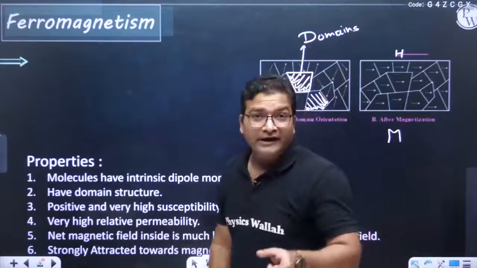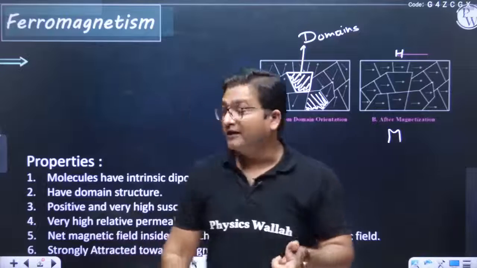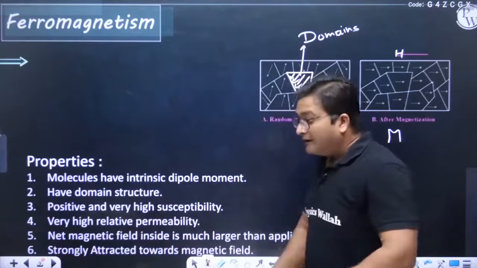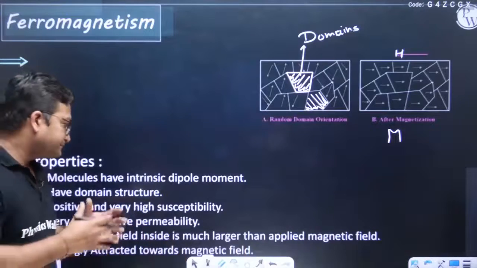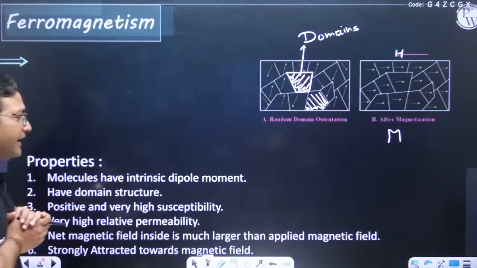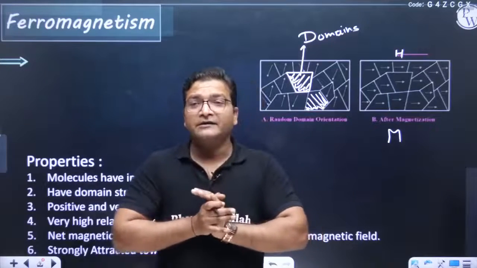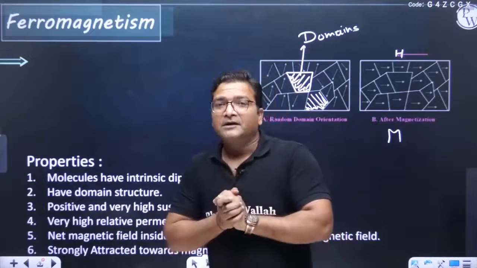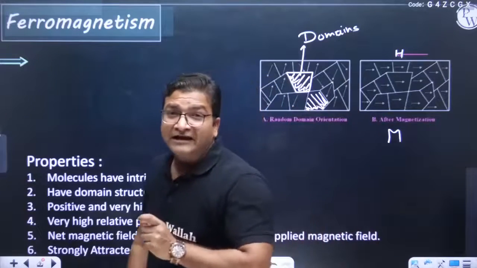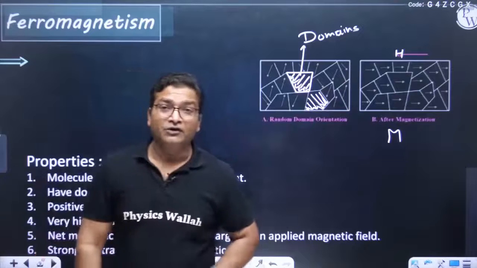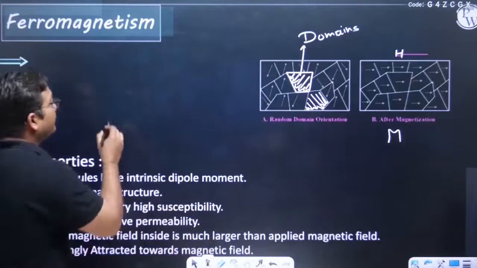It has again a very positive and very high susceptibility. Here we have a very high susceptibility, very high relative permeability, right? And the net magnetic field inside is much larger than the external magnetic field. And when they are placed in magnetic fields, they are very strongly attracted towards regions of higher magnetic field.